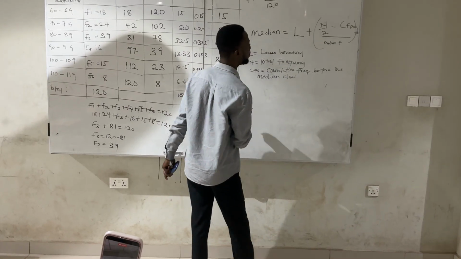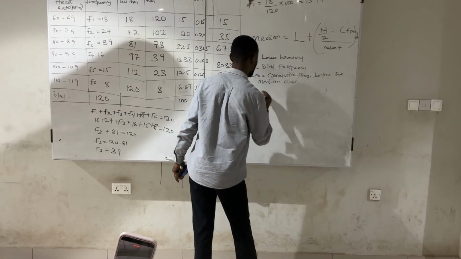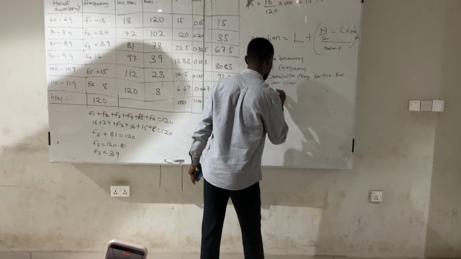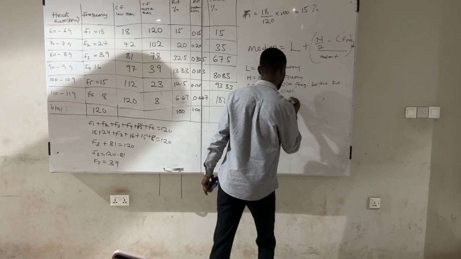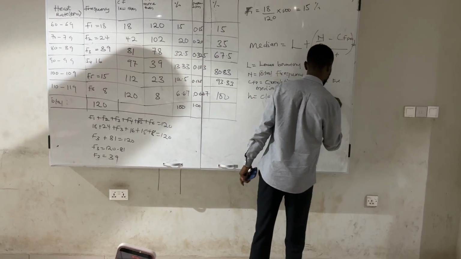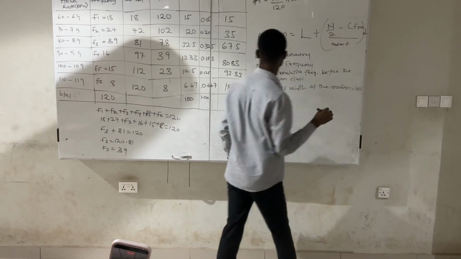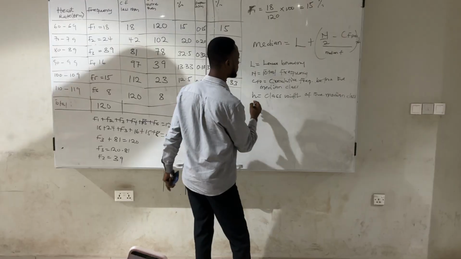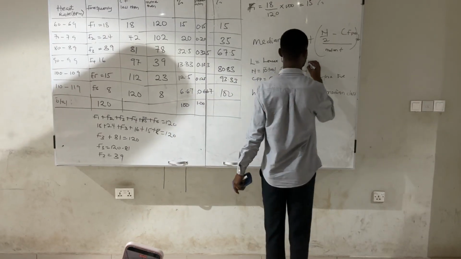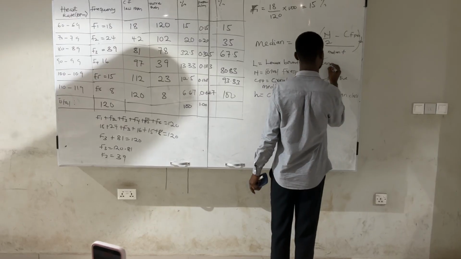Then we have h, which is the class width of the median class. L is the lower boundary of the median class. So L is the lower boundary of the median class. Good.